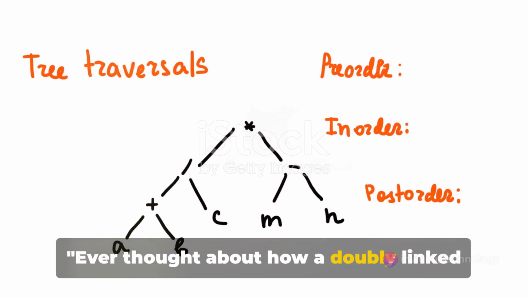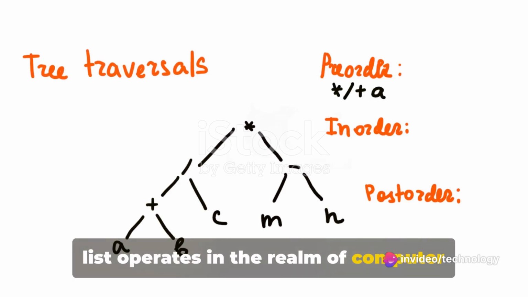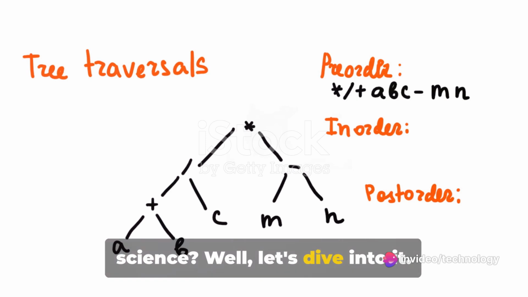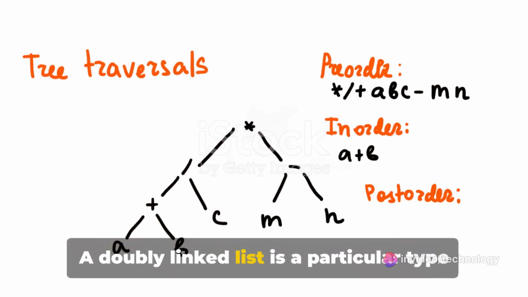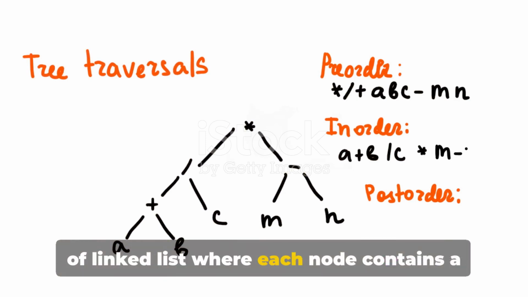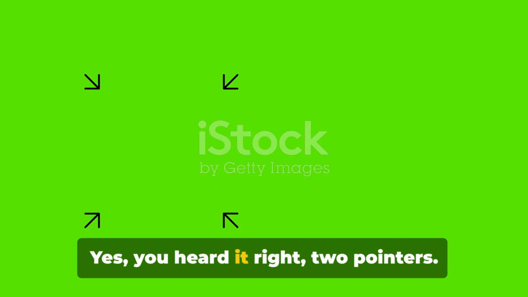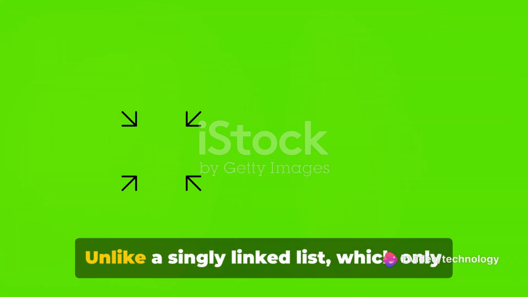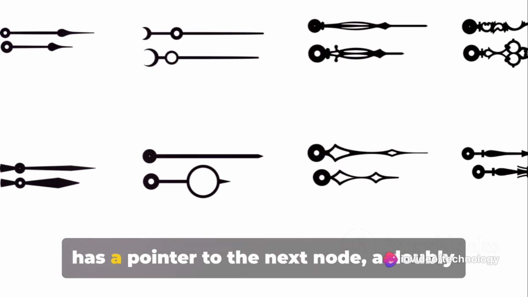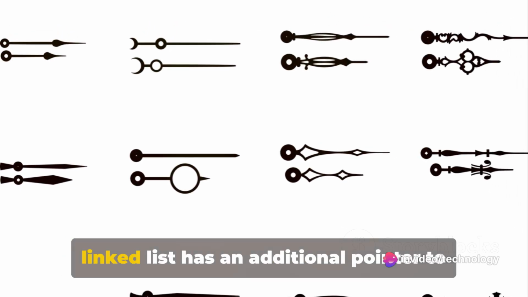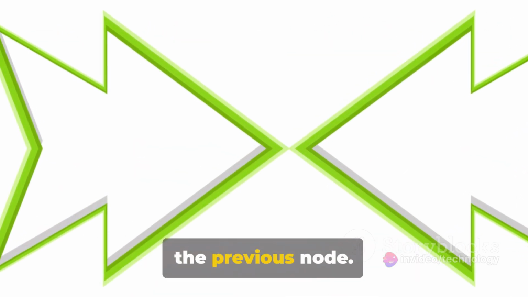Ever thought about how a doubly linked list operates in the realm of computer science? Well, let's dive into it. A doubly linked list is a particular type of linked list where each node contains a data element and 2 pointers. Yes, you heard it right, 2 pointers. Unlike a singly linked list, which only has a pointer to the next node, a doubly linked list has an additional pointer to the previous node.